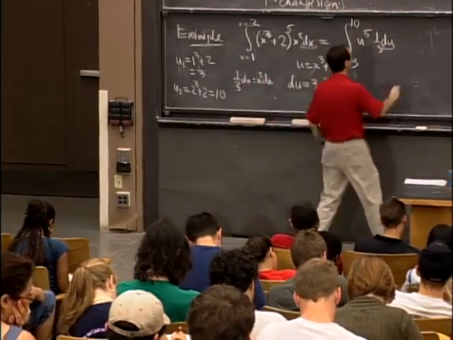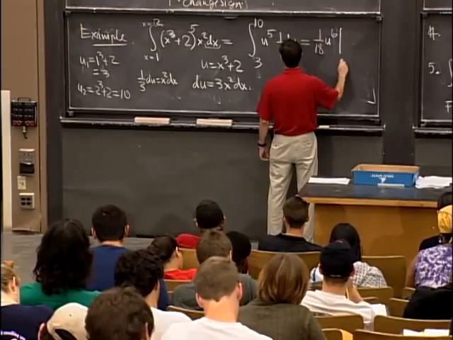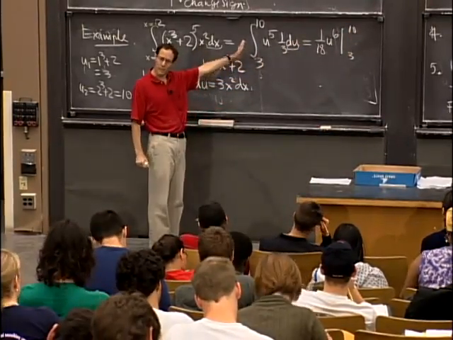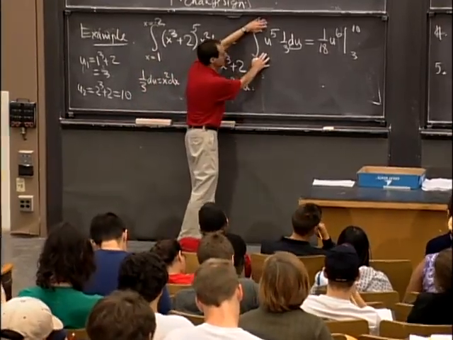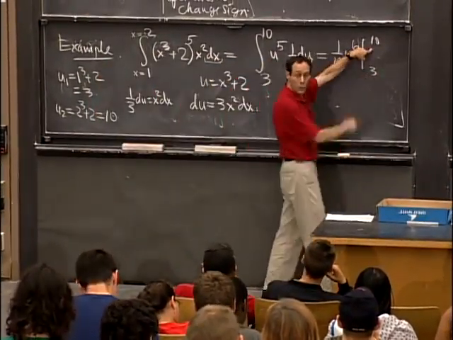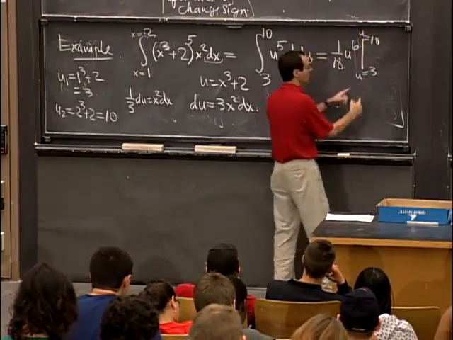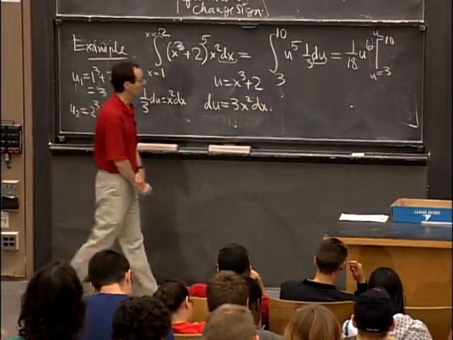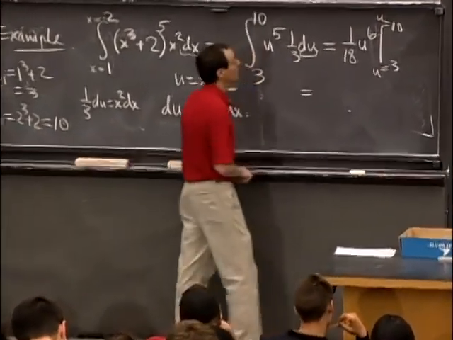And now I can finish the problem. This is 1/18 u to the 6th power from 3 to 10. And this is where the most common mistake occurs in substitutions of this type, which is that if you ignore this and you plug in these 1 and 2 here, you think, oh, I should just be putting it at 1 and 2. But actually, it should be the u value that we're interested in. The lower limit is u equals 3, and u equals 10 is the upper limit. Those are suppressed here, but those are the ones that we want.